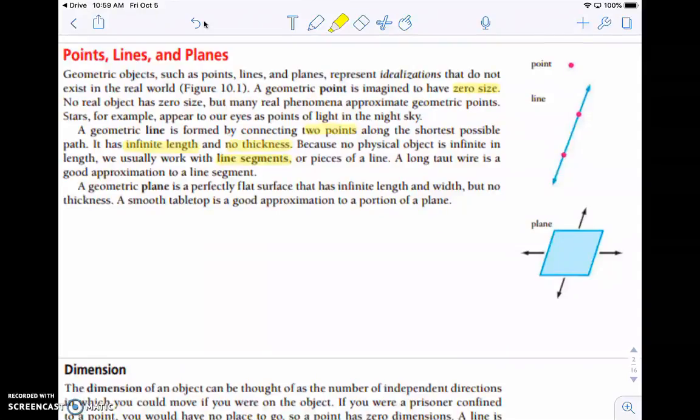And then the geometric plane is a perfectly flat surface that is infinite in length and width, but it does not have any thickness. So when you think of a plane, you might think of a piece of paper, but a piece of paper that's infinitely large is what we're talking about, and again, no thickness to it. So again, these ideas are rather difficult to think of on the surface, but it just gives you an idea. A smooth tabletop is a good example of a portion of a plane.